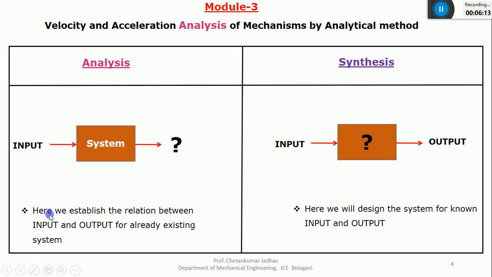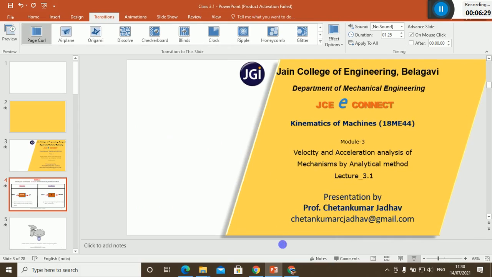It means in the analysis part, we establish the relation between the input and the output for an already existing system. Just remember, note this. The system will already be there. You only need to find what the output is and correlate it with the input. That is the analysis part.